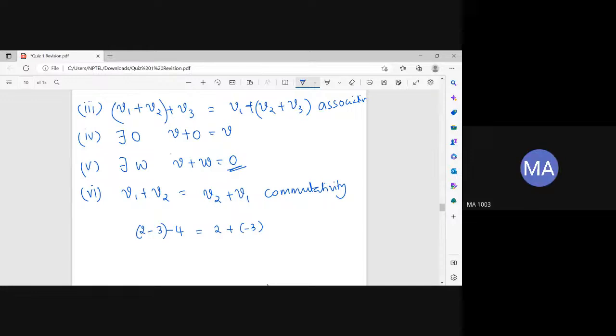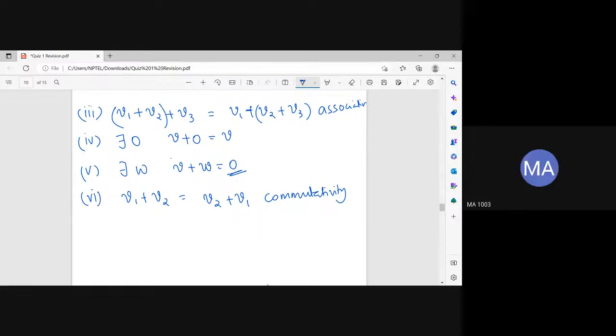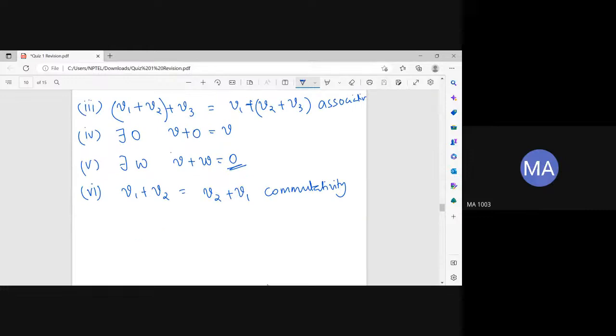What do you mean by associativity? Associativity is not about a set, it's about an operation. Subtraction is not associative. It's not commutative either. Okay, let's proceed.